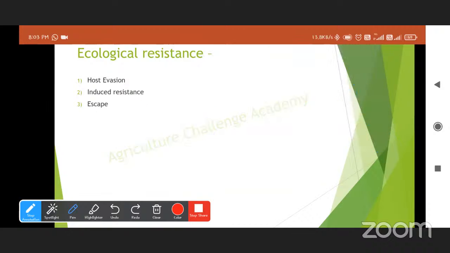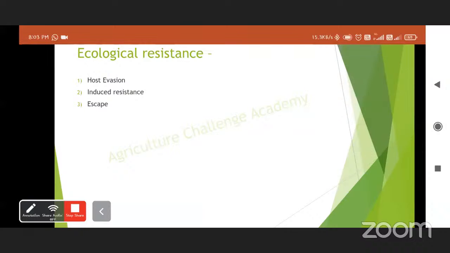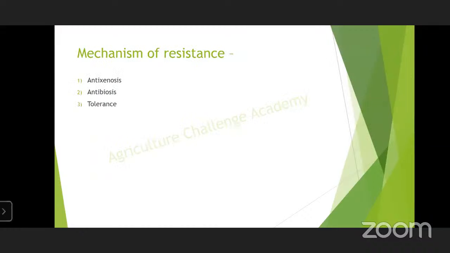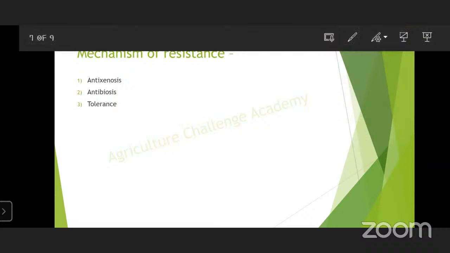So here we reached our next slide: mechanism of resistance. Mechanism of resistance is itself a very big topic, and I think the class is already very long. I just want you to note down some bits which are very important from the examination point of view. The first bit is the father of host plant resistance.